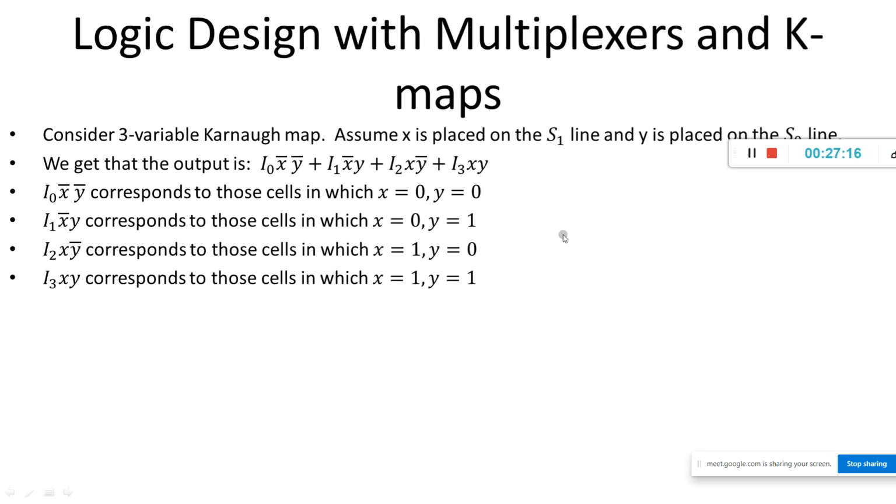Now here you can see the K-map, isn't it? So what you understand from this is that X bar Y bar is selected, these are select lines, I0 is selected, corresponding to those cells in the K-map where X is 0, Y is 0. I1 is X bar Y, corresponding to those cells in which X is 0, Y is 1. X Y bar corresponds to those cells where X is 1, Y is 0. Next, XY corresponds to those cells in which X is 1, Y is 1. Okay.